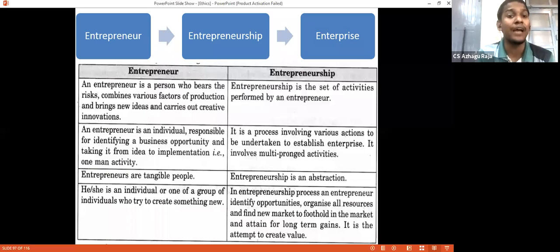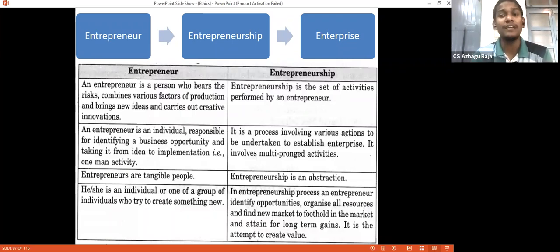Entrepreneur is a person who bears the risk, combines various factors of production, land, labor, machine, right, and then brings new ideas and carries out creative innovation. So what we are repeatedly hearing is that an entrepreneur should be an innovative person, right? Innovative means, for an existing product or existing service, some innovation comes and you become rich. You make other people, consumers, feel more comfort and ease than before.